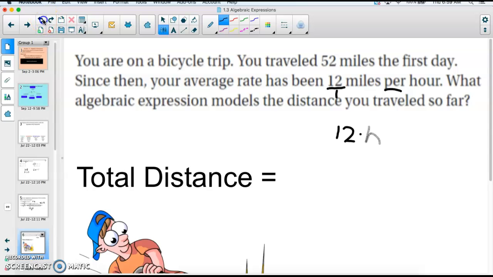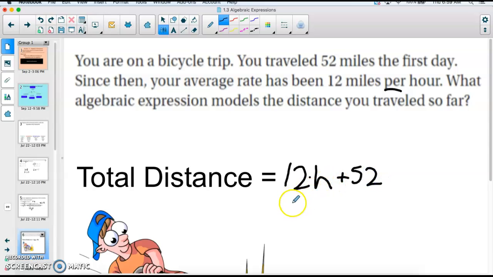Okay, and actually I should probably write this down in the equation here. So we did 12 miles per hour. For every hour we're biking, we go 12 miles, right? So that's multiplication. And then we've already gone 52 miles, right? So plus 52, that'll get us our total distance. So for example, if we wanted to see how far we'd gone after 4 hours, we could just plug in 4 here, do 4 times 12 plus 52, and that gets us our total distance.